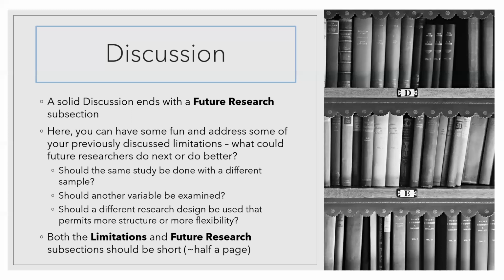So you can write that your study should be replicated with a different type of sample, that's fine, but you would need to expand more on why it should be done with that specific other sample and not other samples. There has to be a reason, a logical reason for that recommendation. Both the limitations and the future research subsections should be fairly short, about half a page or so, so don't sweat them too much. Just put a little thought in and be creative.